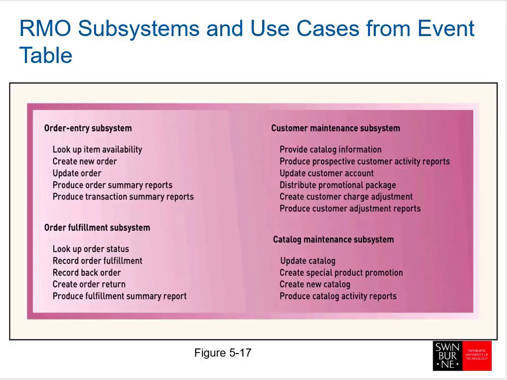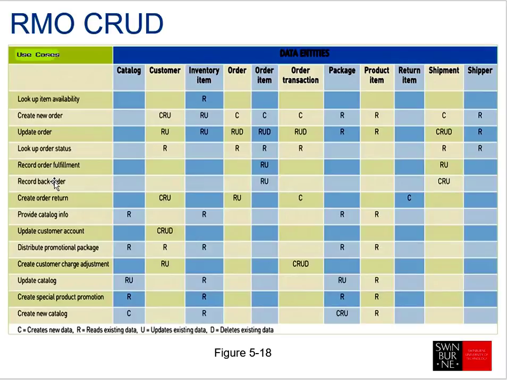For Ridgeline Mountain Outfitters, they have identified these four subsystems: order entry subsystem, order fulfillment subsystem, customer maintenance subsystem, and catalog maintenance subsystem. For each subsystem, they have identified the use cases and the events associated with each of these subsystem categories. And then they may have done a kind of CRUD analysis. So this is the CRUD analysis table, as I said earlier.